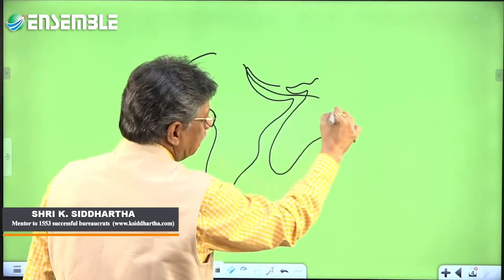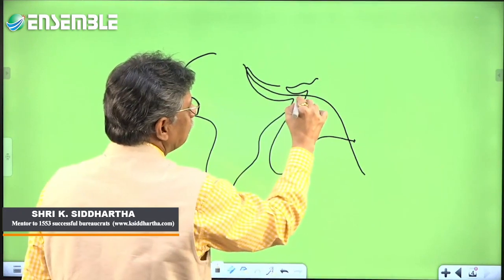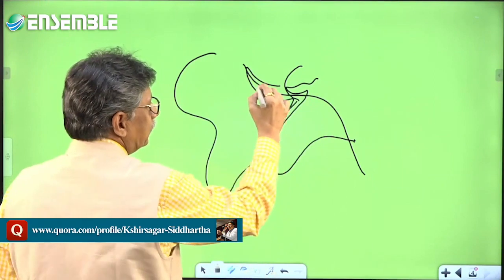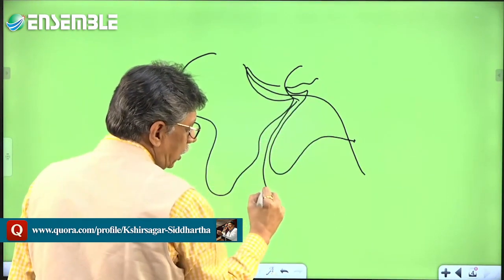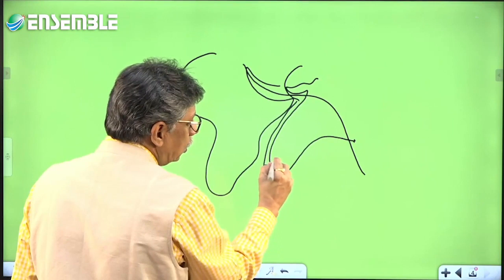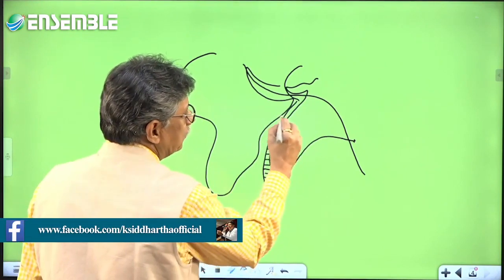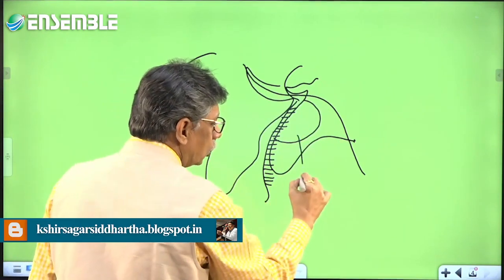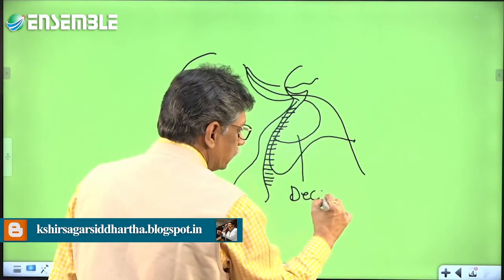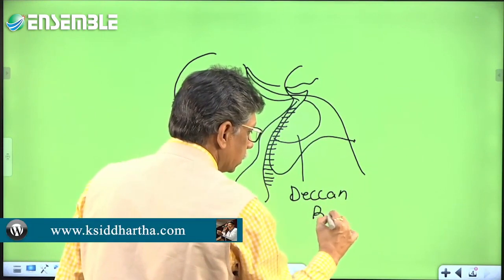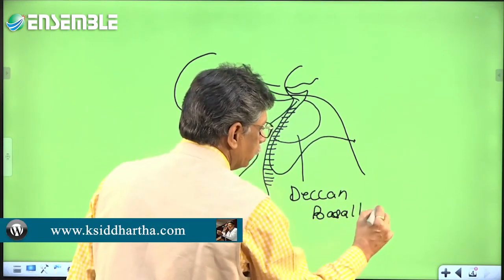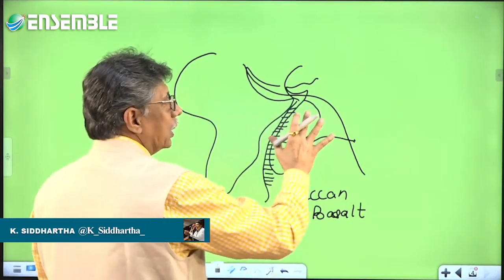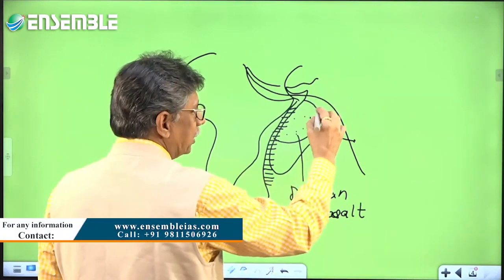Now, there was a crack that moved here. There was another crack that was taking shape in this manner. This is how it was. Now, all along this crack, there was a lot of volcanic activity. And this volcanic activity led to the formation of what we now call Deccan basalt. That was one part. It led to the formation of Deccan basalt.